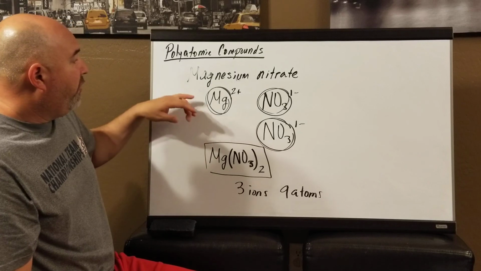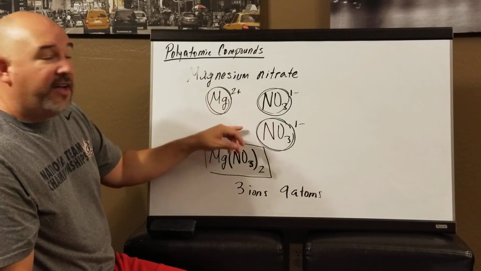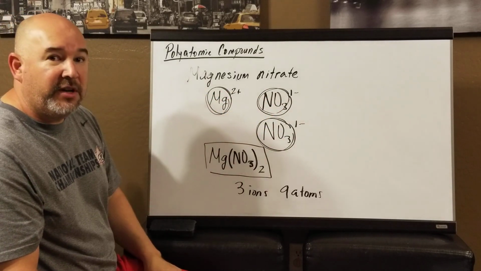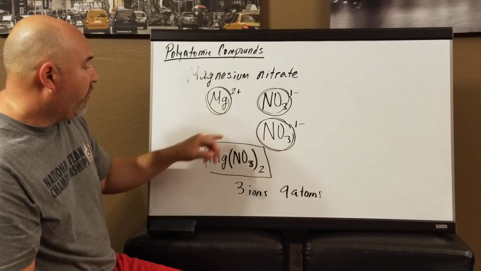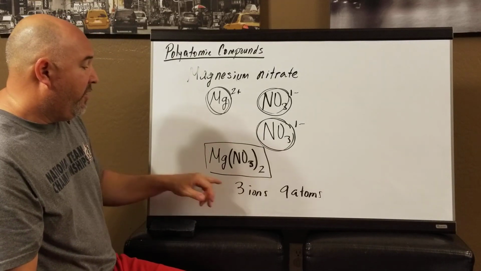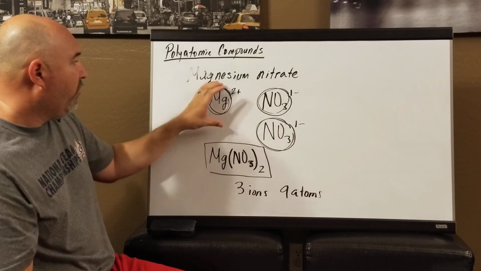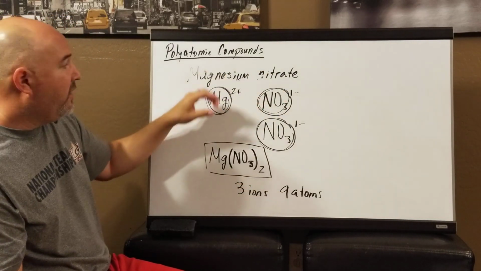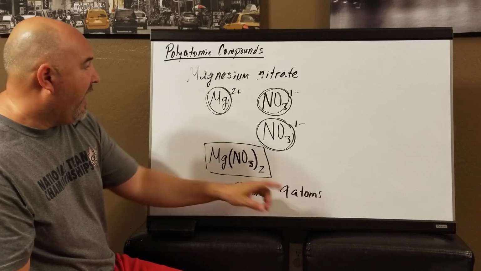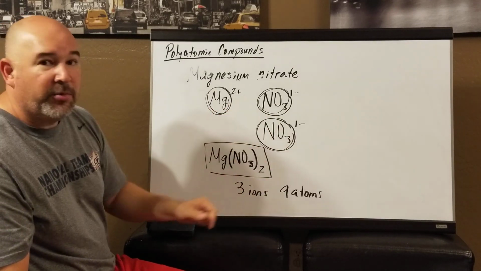So again, you're going to find your ions, and you're going to balance your charges just like we did with binary ionics. And then you're just going to write out your formula. And then when you need to count your ions, there we go. You just go, okay, well 3 ions, 3 charged particles, yet we have 9 atoms, because now I count up every single one for the number of atoms.